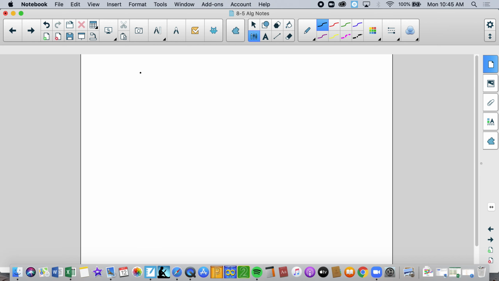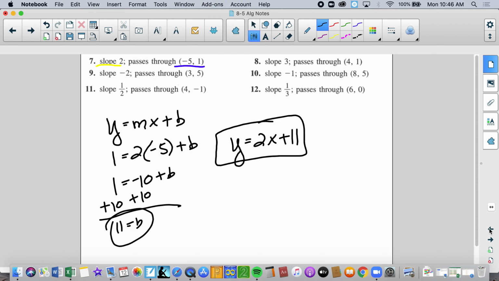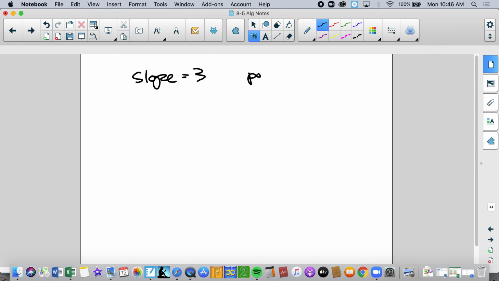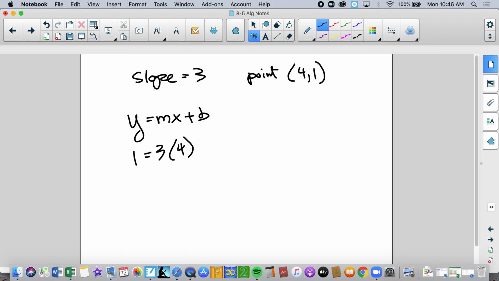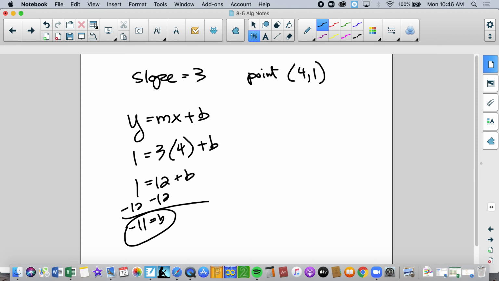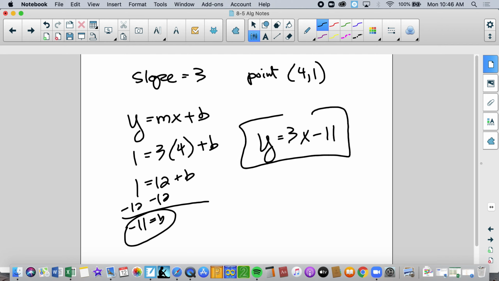All right, so a slope of 3 and a point of (4, 1). So y equals mx plus b. My y value is 1, my m is 3, my x value is 4. 1 equals 12 plus b. That's minus 12, minus 12. -11 equals b. Y equals 3x minus 11.